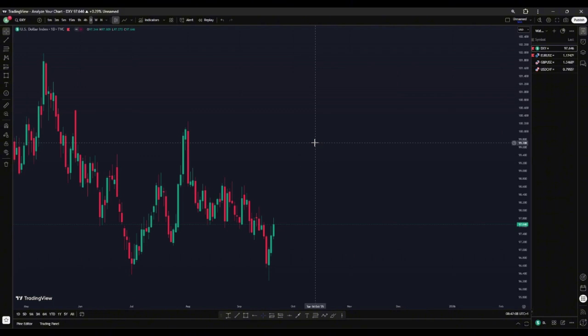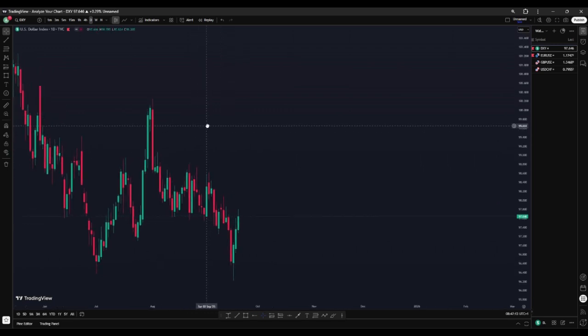And as usual, we are going to be taking a quick look at the dollar index. Now, looking at the dollar index, you can clearly see that we are in a bearish trend. Now, why do I say this? Because if we look closely, we are now creating lower lows and lower highs.